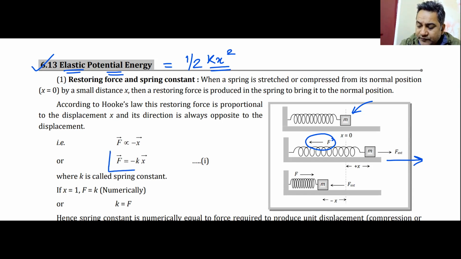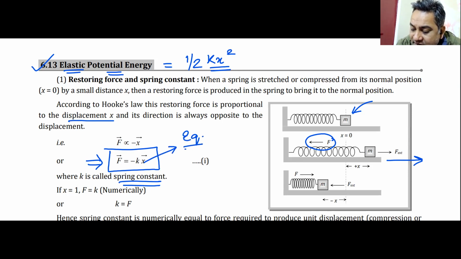And this force, vectorly, if I say, will be equal to minus kx. K is a constant which is known as the spring constant. X is the displacement from the equilibrium position. Remember, this equation is again going to come very soon in the chapter on simple harmonic motion. F is equal to minus kx, simple harmonic motion.